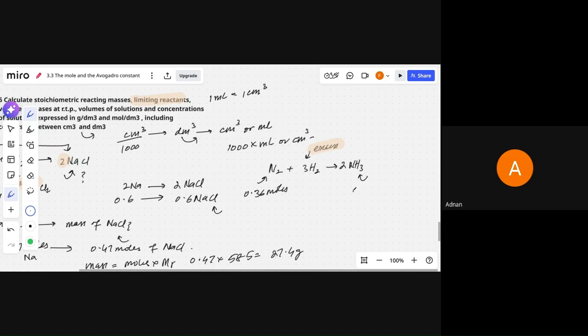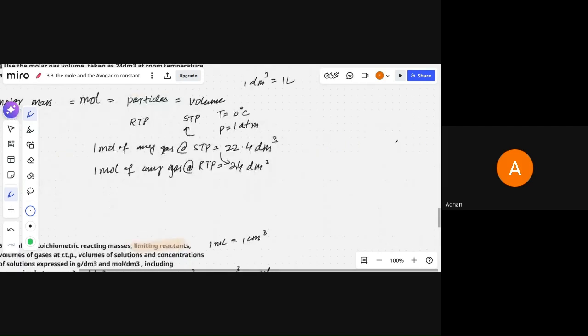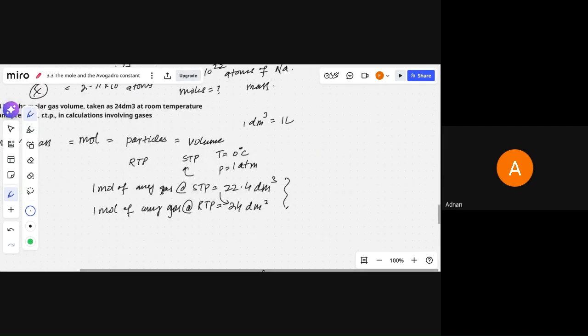Now, what will be the volume of ammonia produced? This reaction is taking place at STP. You must look for whether the reaction is taking place at STP or RTP. Sometimes they give you STP, sometimes they give you RTP, so you have to calculate accordingly. If it is occurring at STP, you will use this value in your calculation. If the reaction is taking place at RTP, you will use this value.